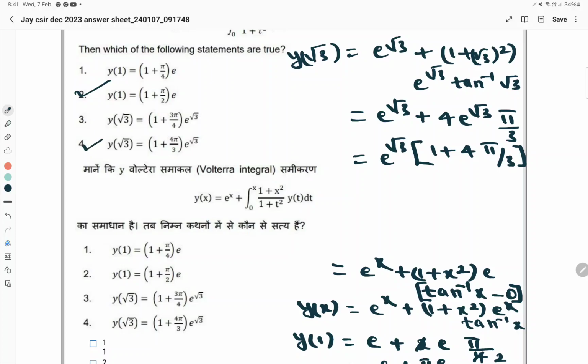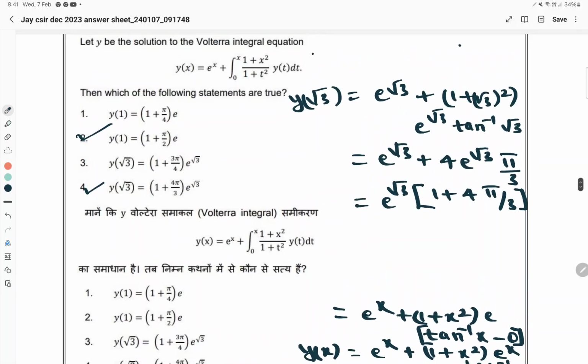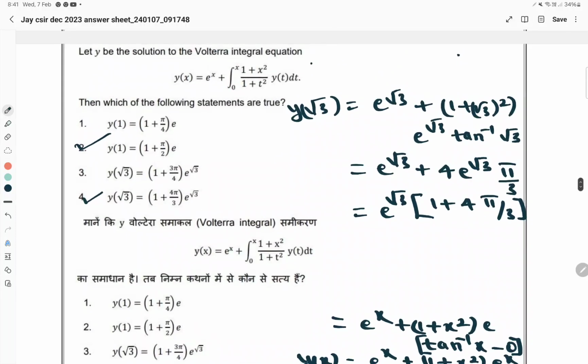Since it is from part C, option 2 is the correct one and option 4 is the correct one for this Volterra integral equation problem.